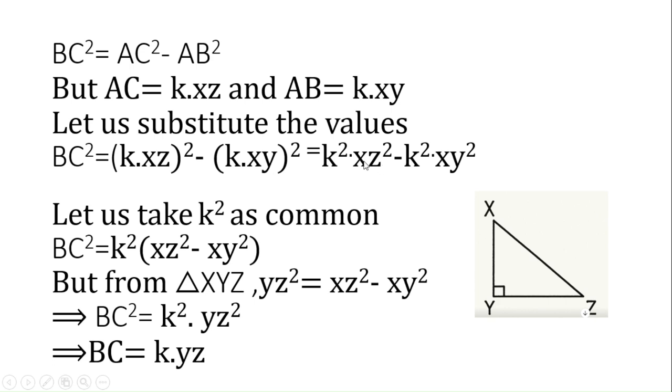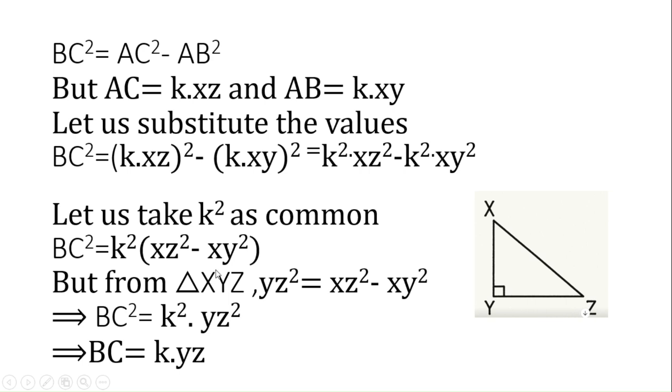So on further simplification, BC square is equal to K square into XZ square minus K square into XY whole square. So BC square is equal to K square common, that's why XZ whole square minus XY whole square. Right. So from the triangle XYZ, XZ square is nothing but the hypotenuse square, and XY square is nothing but the adjacent side square. Yes or no? So hypotenuse square minus one side square is nothing but the other side square. This is also Pythagoras theorem.